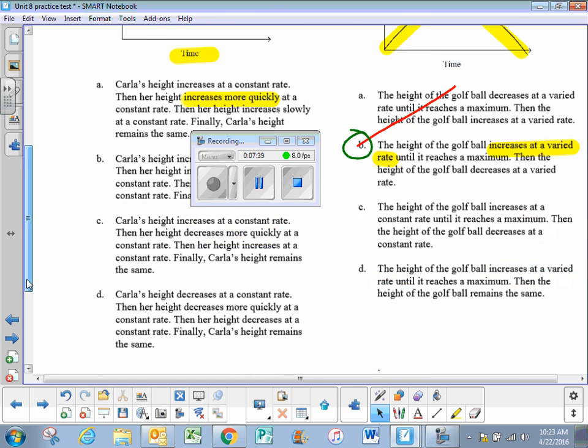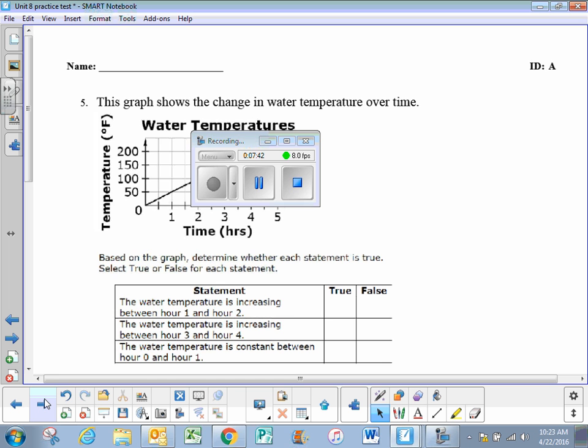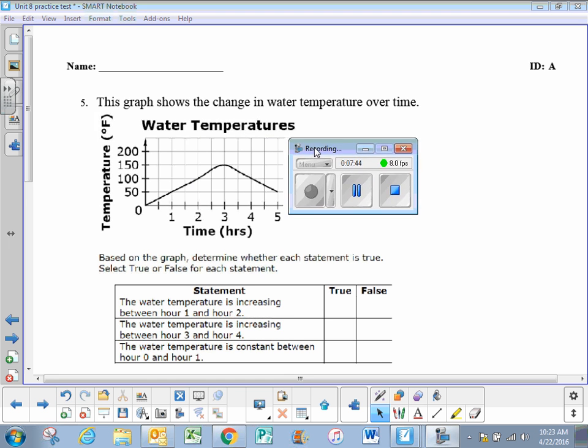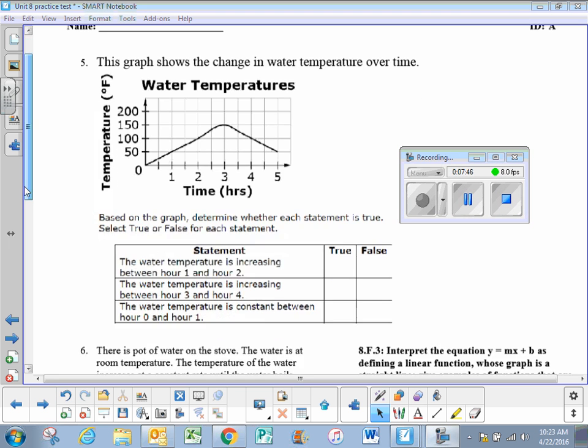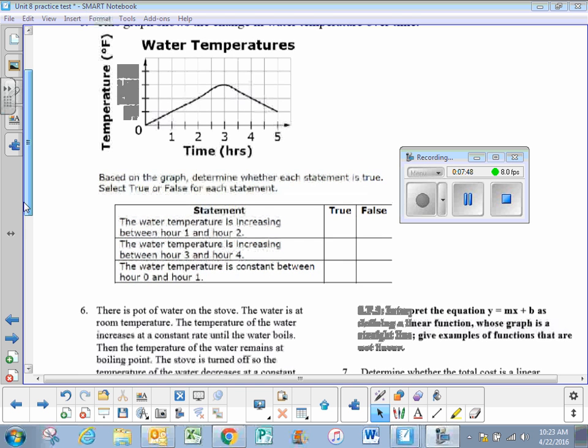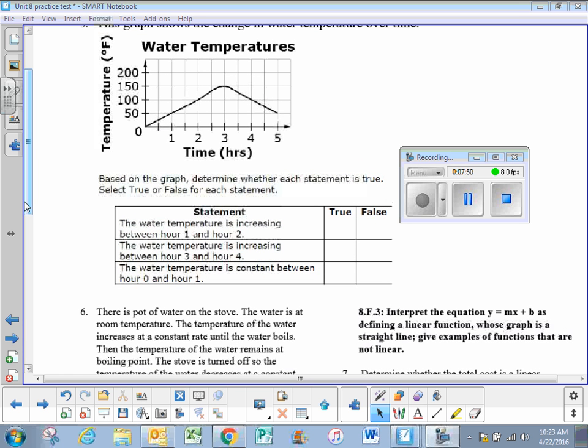Okay, moving on. Obviously, those are going to be right or wrong. Okay, the next one. This is right off of a Smarter Balanced kind of assessment. You'll have one similar to this on the test. On Monday, I just changed the table. I didn't change the graph.